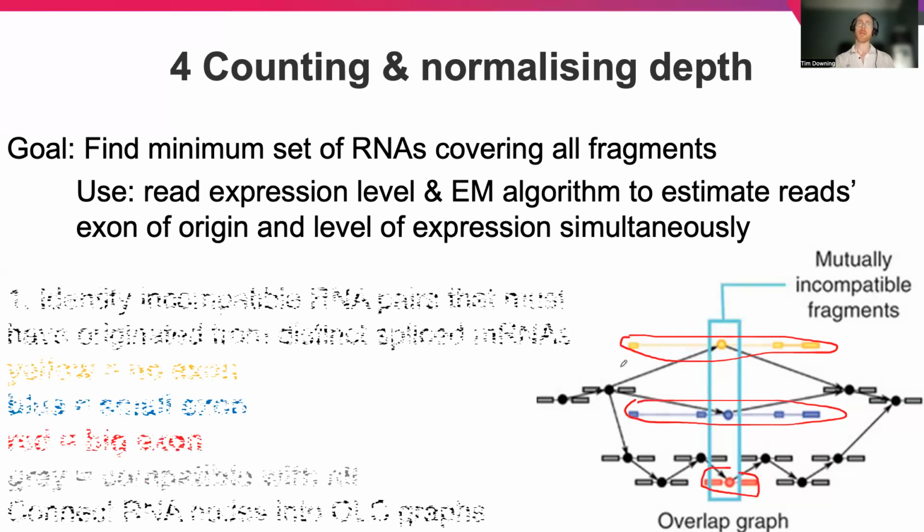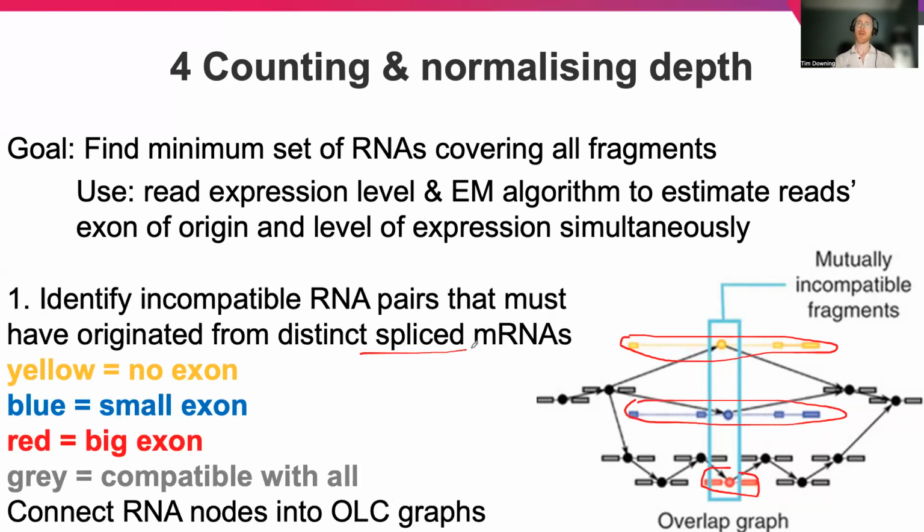So what we can say is that they must have originated from different spliced RNAs, because the yellow one lacks an exon, the blue one has a small exon, and the red has a big exon, and then the gray reads might be ones that are compatible with them all. So to think about the different paths that are present.